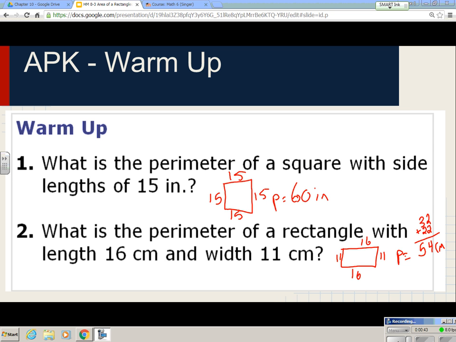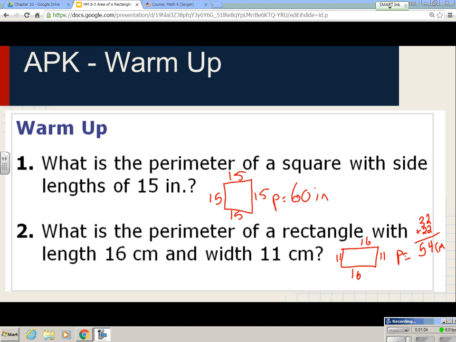And here are the correct answers you should have had. I like to draw out a lot when I'm looking at shapes. It just helps my mind easily understand what we're looking at. So the lengths of a square are all the same, as you know from learning in previous years. So 15 plus 15 plus 15 plus 15 gives you 60 for the perimeter of a square.